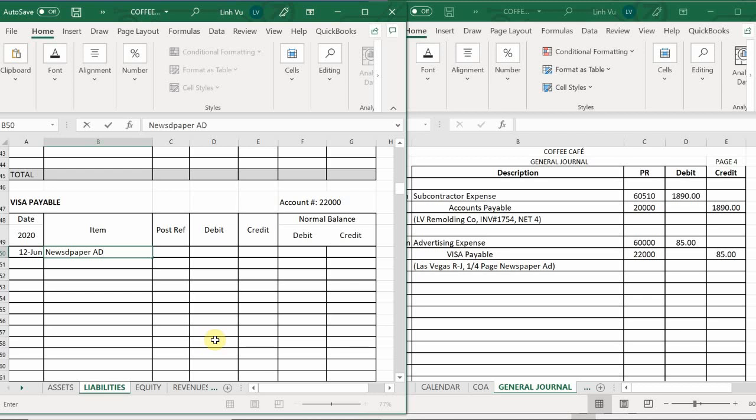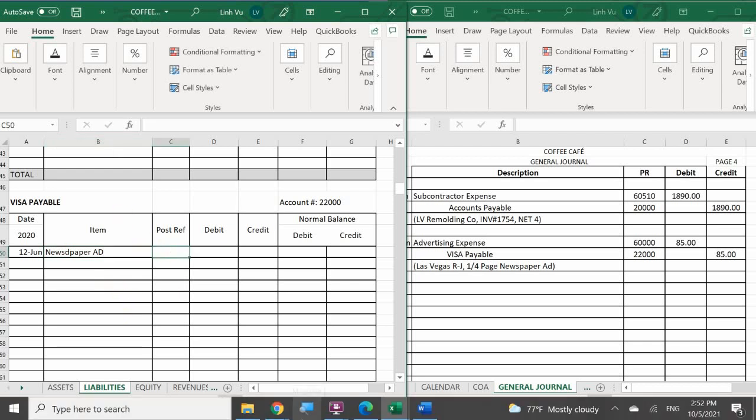And if you're constantly charging your credit card for this and this, right? If I go to restaurant supplies and it just says restaurant supplies, do I know what I bought? No. So in this case, I know in my journal that I charged $85 because I bought a newspaper ad. The credit card company is only going to tell you that you charged money to Las Vegas RJ. It's not going to tell you why. So in this case, I'm going to put in my books why I bought that.